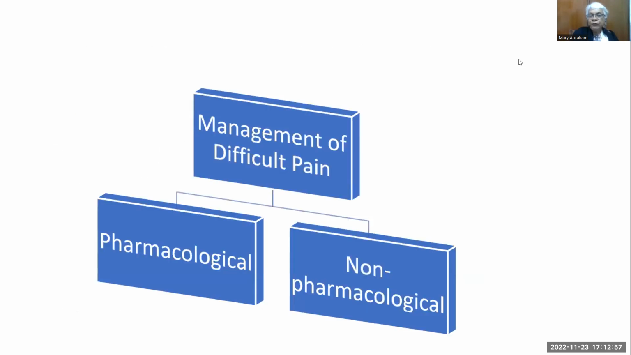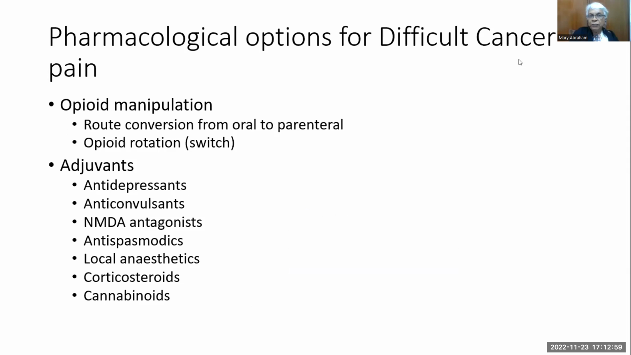So like I mentioned, you have both pharmacological and non-pharmacological methods of treatment. Coming to the pharmacological options, first of all is opioid manipulation, in which you can either convert the route, which is called route conversion, or you can switch the opioid, which is called opioid rotation. Or you may need to add an adjuvant drug. And there are a whole lot of adjuvant drugs that may need to be added to treat this kind of pain.